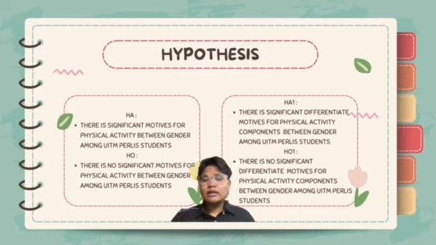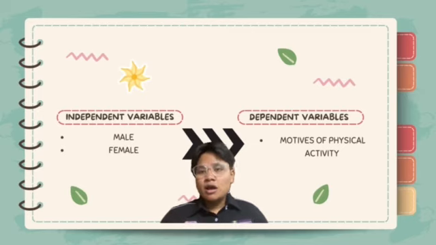So, the second alternative hypothesis is there is significant differential motive for physical activity components between gender among UiTM Perlis students. For the null hypothesis, there is no significant differentiate motive for physical activity components between gender among UiTM Perlis students. Okay, so the independent variable for this study is gender, which is male and female. The dependent variable is motive of physical activity.